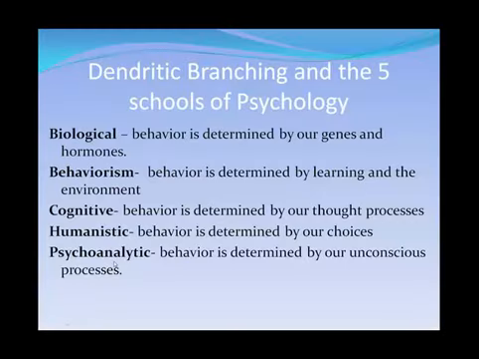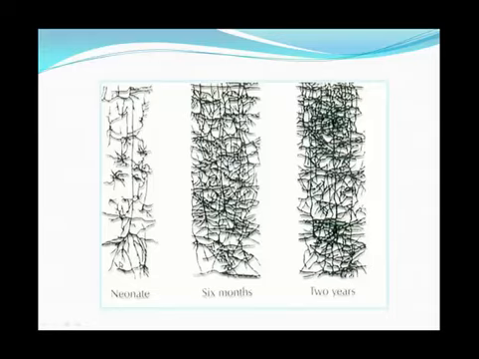So let's go back right here. The cognitive school of thought says you create your world with your thoughts, right? So let's say right here you tell yourself, I'm stupid. And you keep thinking that, I'm stupid, I'm stupid, I'm stupid. Eventually what you're going to do is make a very strong I'm stupid pathway right here.